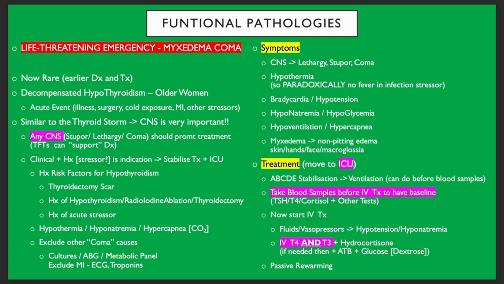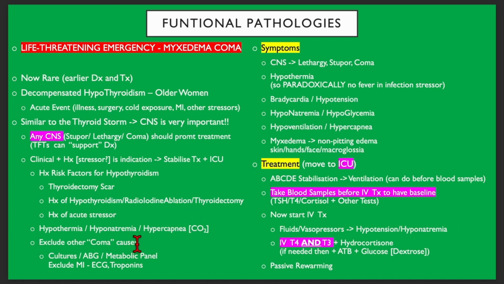Put them into the ICU, it's a life-threatening emergency, and try to stabilize them. Look at the history. Do they have a risk factor for hypothyroidism? For example, a thyroidectomy scar that would suggest the thyroid is not there, a history of stress, a history of actual hypothyroidism, or some procedure that removed the thyroid. Then you look at hypothermia, which is a sign of hypothyroidism, hyponatremia, another sign, or hypercapnia, which means high CO2. Capnia means CO2. That is affecting the muscles of respiration.